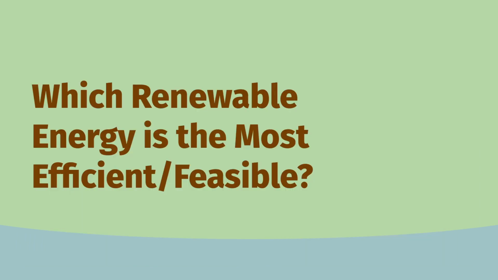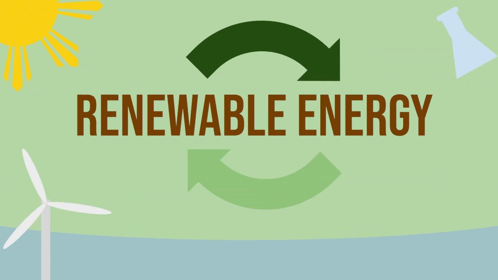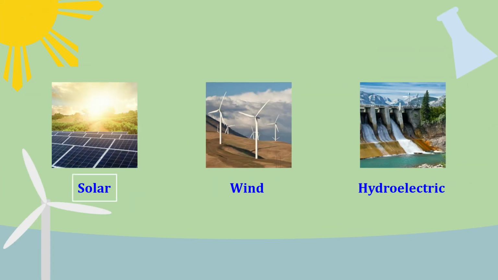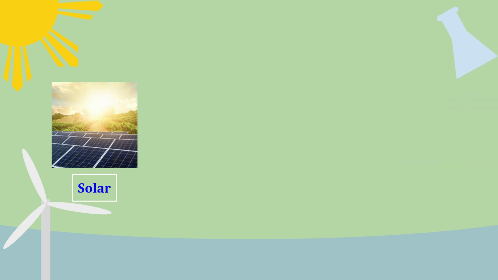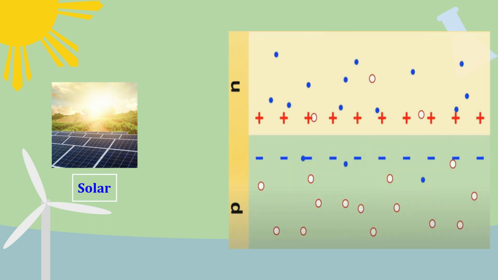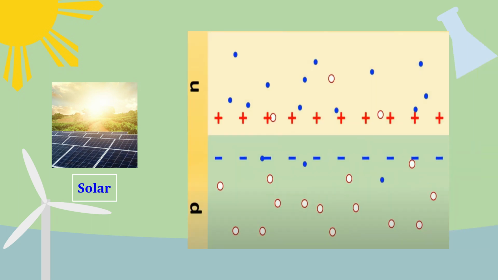Now, these renewable energy sources are the most efficient and feasible for Singapore. Firstly, solar power is a type of renewable energy that is generated using solar cells. Solar cells are made of semiconductors that partially conduct electricity. Solar cells contain N and P type layers. The N and P type layers are an abundance of negative electrons and positive empty holes respectively. A P-N junction is formed when the N-type layer is placed onto the P-type layer.